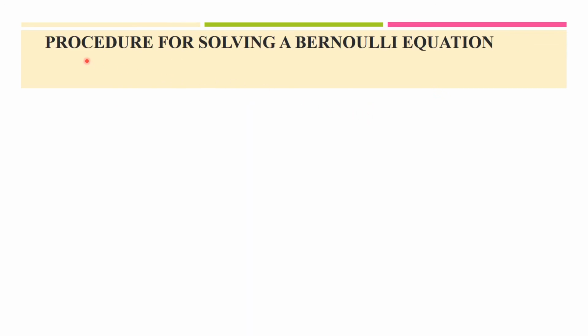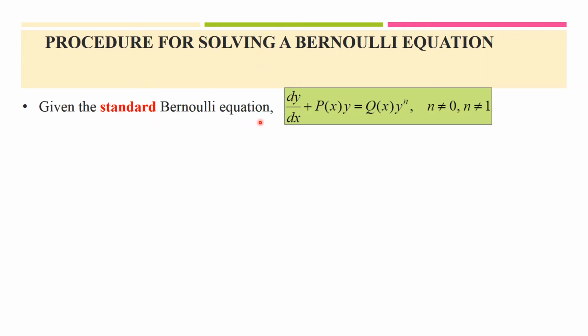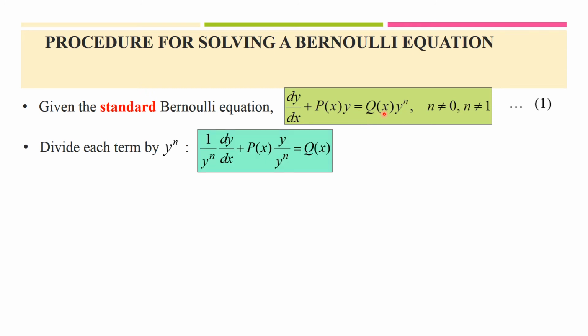So now let us learn how to solve a Bernoulli equation. Given the standard Bernoulli equation, dy/dx + p(x)y = q(x)y^n, where n is not 0 and n is not 1. Let's call this equation number 1. We start by dividing each term by y^n, to get as follows: (1/y^n) dy/dx + p(x) y/y^n = q(x). Now let's call this equation number 2.